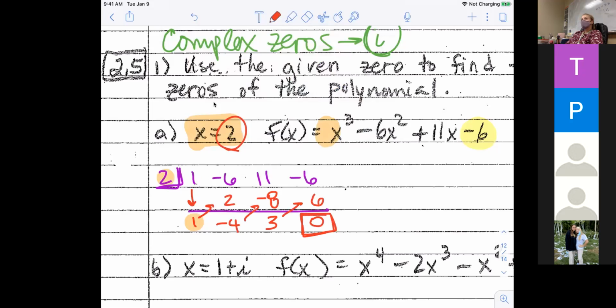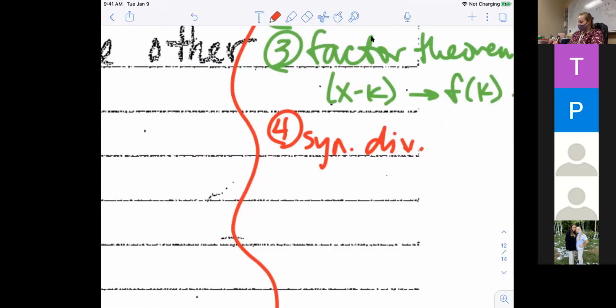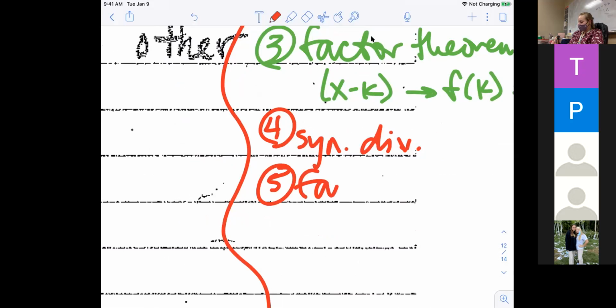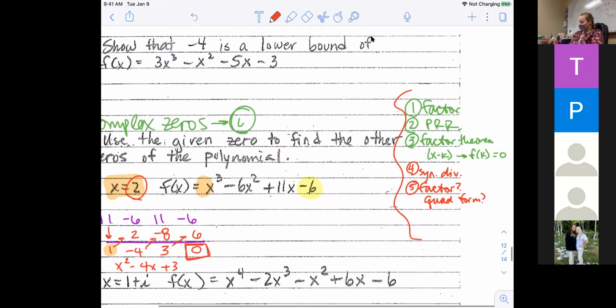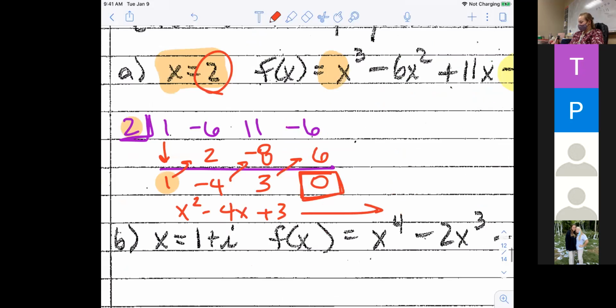Okay, now once I've done my synthetic division, we'll write this as our equation. I've got x squared minus 4x plus 3. And now I want to ask myself, can I factor? If I can't factor, then I use the quadratic formula. I will add that to my list because I will come back to this list later. So after we synthetically divide, ask yourselves, do I have to factor or is it quadratic formula? We can factor this one. Awesome. What does this factor down to be?